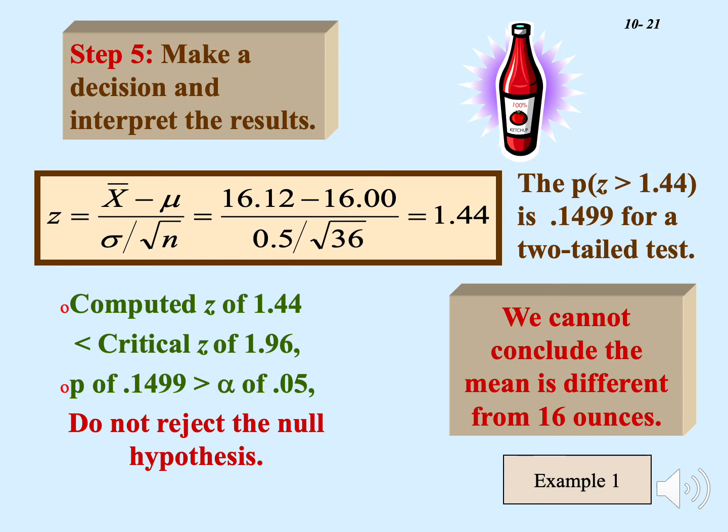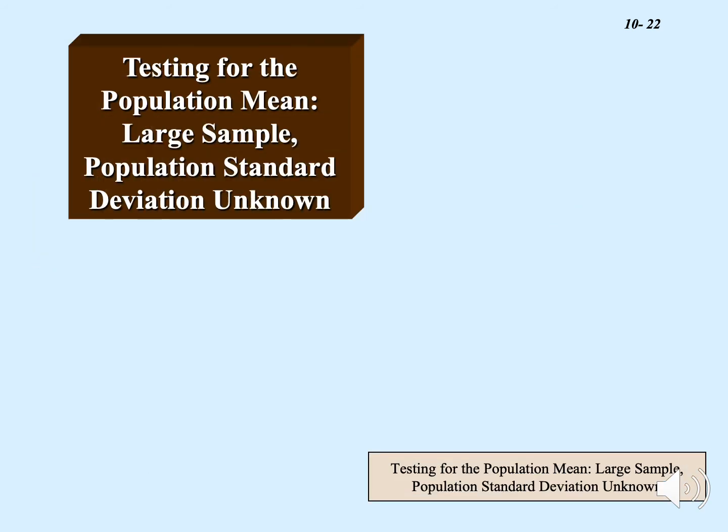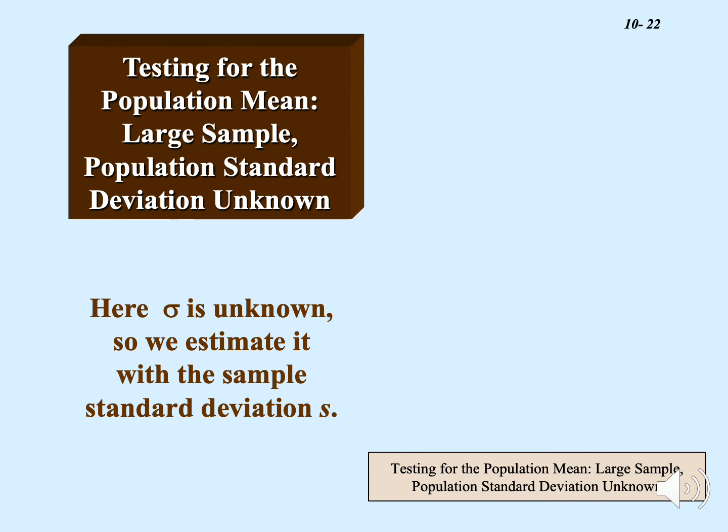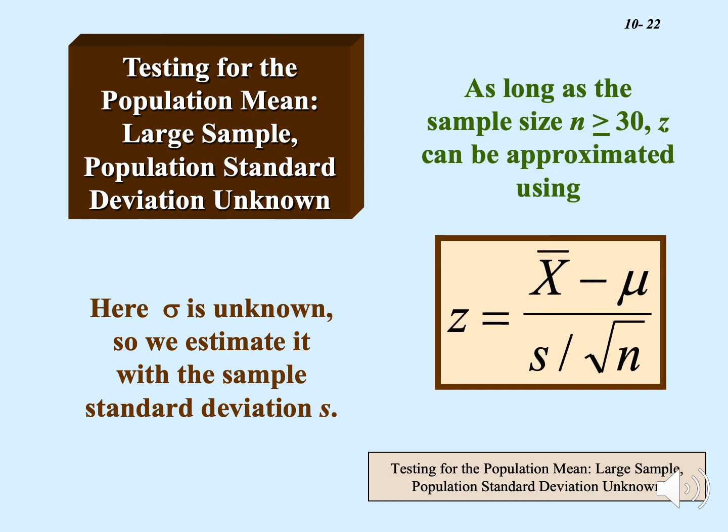Now, testing for population mean with a large sample, but the population SD is unknown. If the SD is unknown, we estimate it with the sample standard deviation S. And as long as the sample size is greater than 30, we can still use the z-test, only that we substitute sigma with S, the standard deviation of the sample.